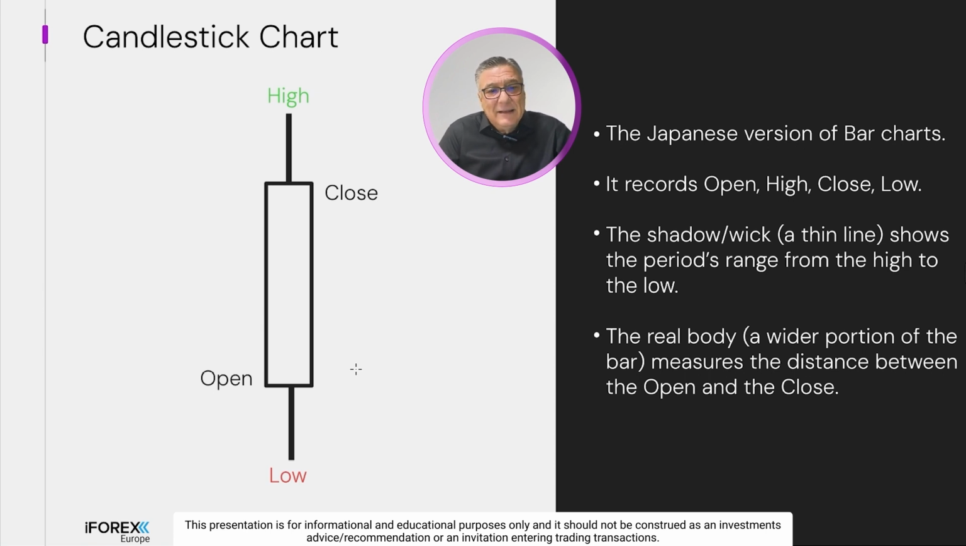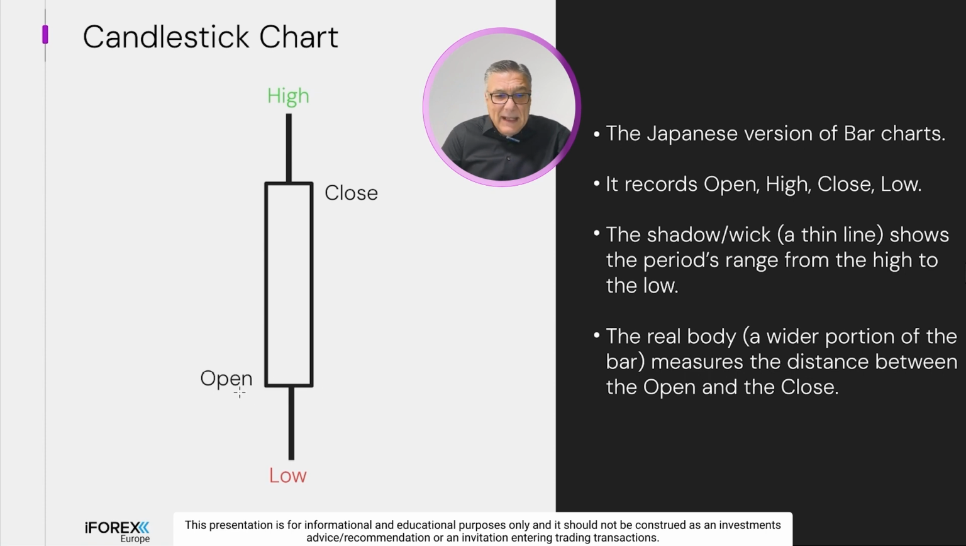We discussed that in a previous session, and of course it consists again of a vertical line, that is called the shadow, the upper shadow and the lower shadow. The highest price is the high price, and the lowest price on the vertical line is the low price.